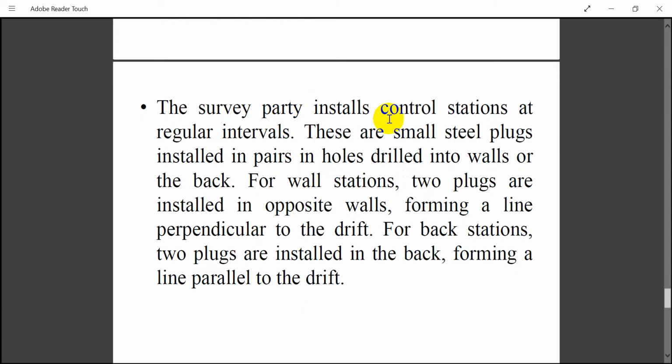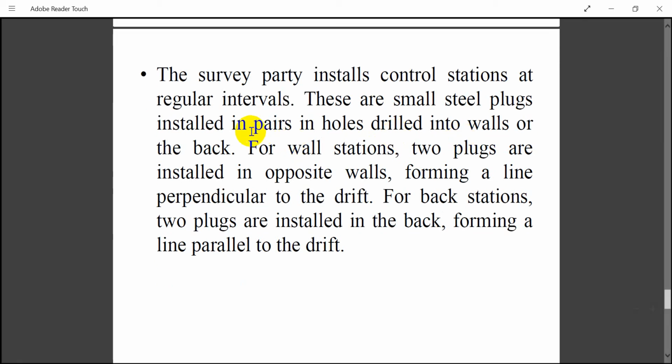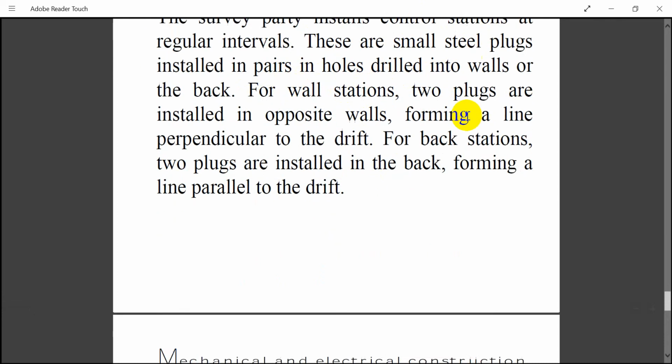The survey party installs control stations at regular intervals. What is a control station? You already know. What is a boundary station? What is a control point? It is in the surveying first chapter, first lesson. What is a control point? What is a boundary point? In plane table surveying also we discussed control stations. We have to check one by one, so whenever we move from one location to another location, we have to check the control points. These are small steel plugs installed in a base, in a hole. No need to discuss it like this, but you have to check in total station also, using the control points.